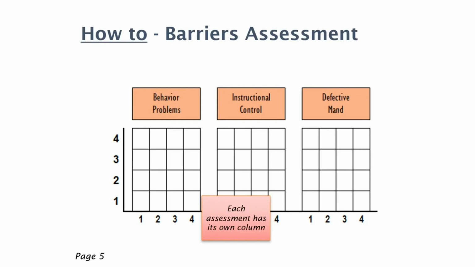Oftentimes, a barrier seems to fall between two scores. When in doubt, score higher. It is better to plan for an intervention in case the barrier score increases than to score lower and not target the barrier until it becomes a bigger issue.